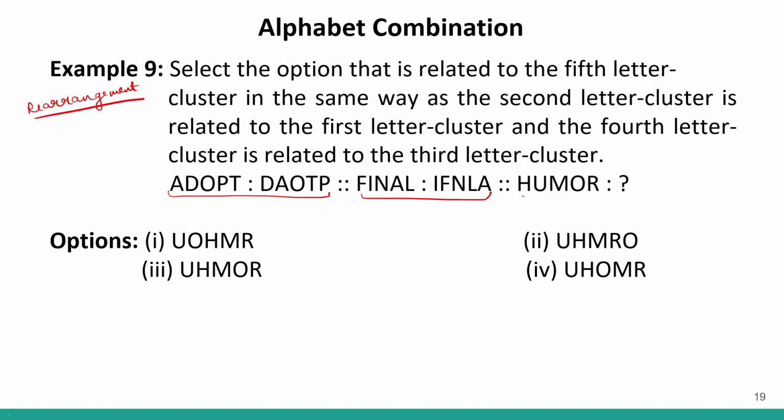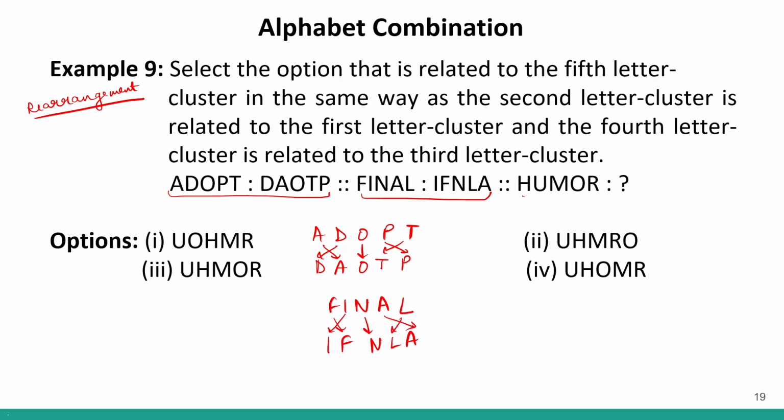So, ADOPT is basically arranged as DAOTP. So, this has been crisscrossed. This is the same and this has also changed position. Let us check for FINAL. FINAL has been changed into IFNLA. So same logic. This has been crisscrossed. This remains the same. Right?